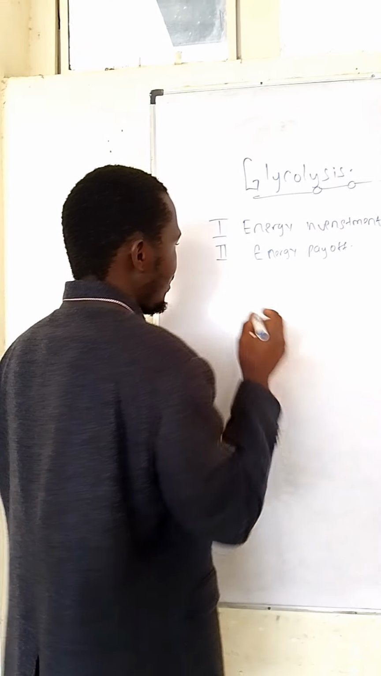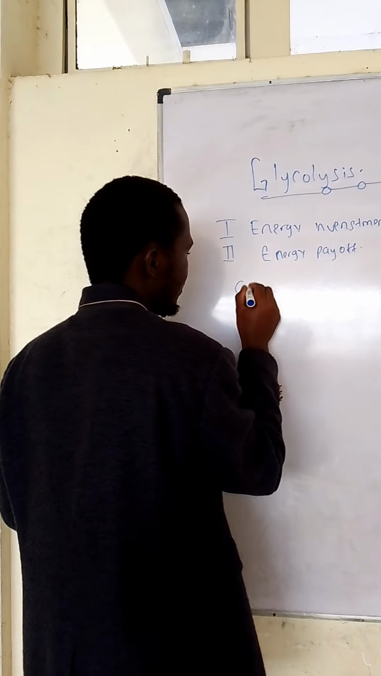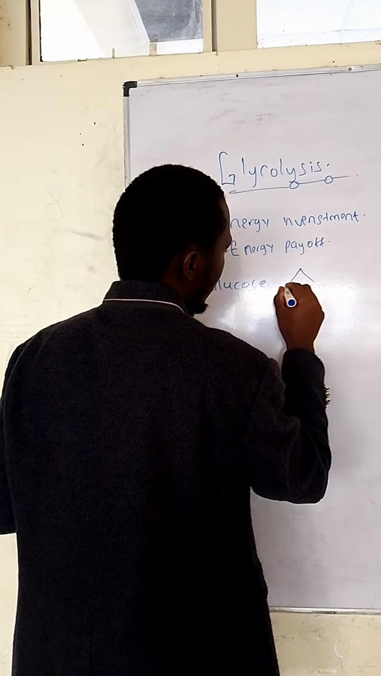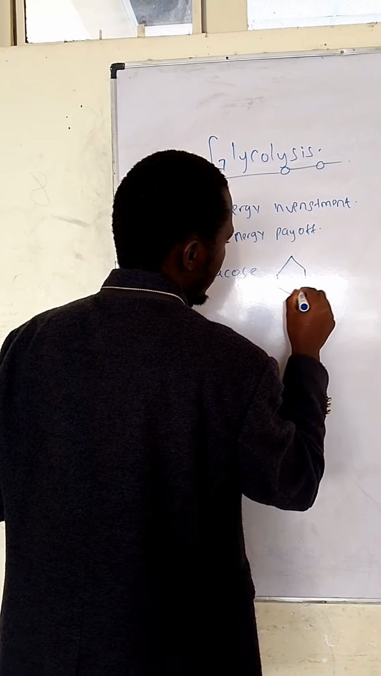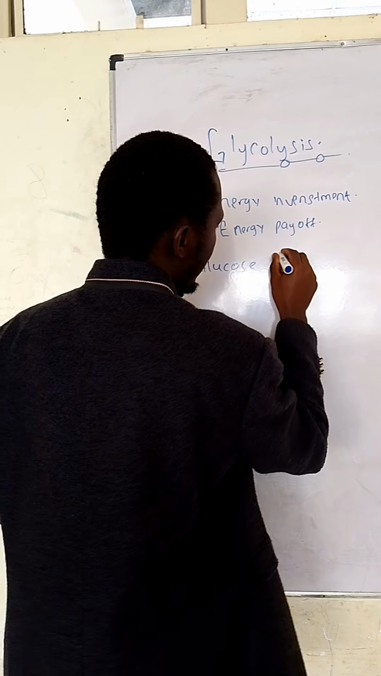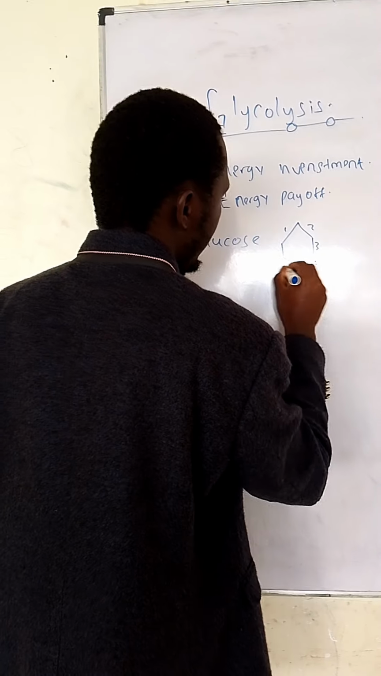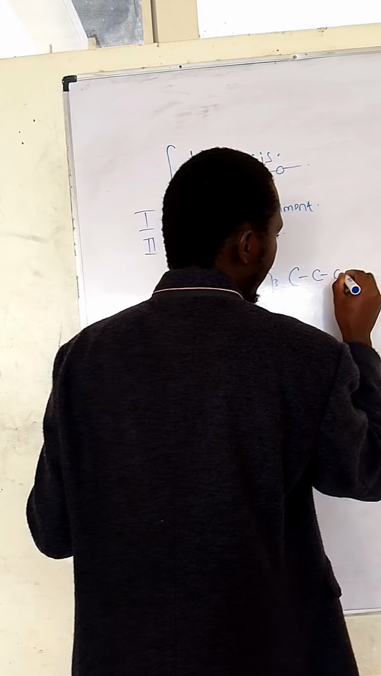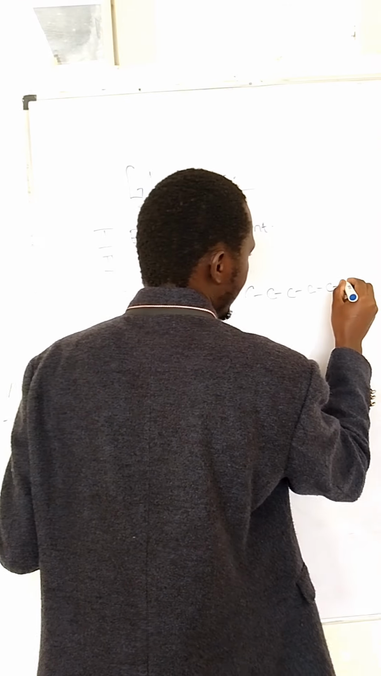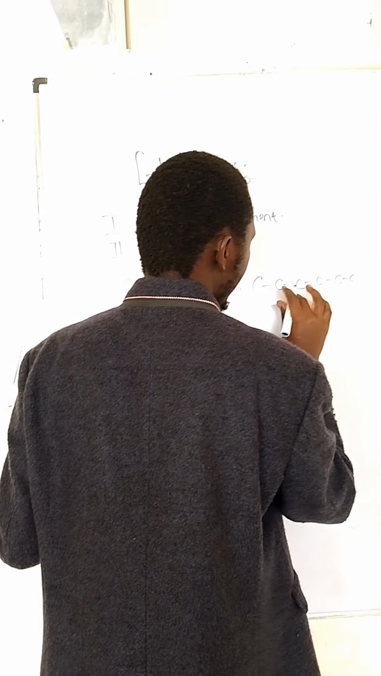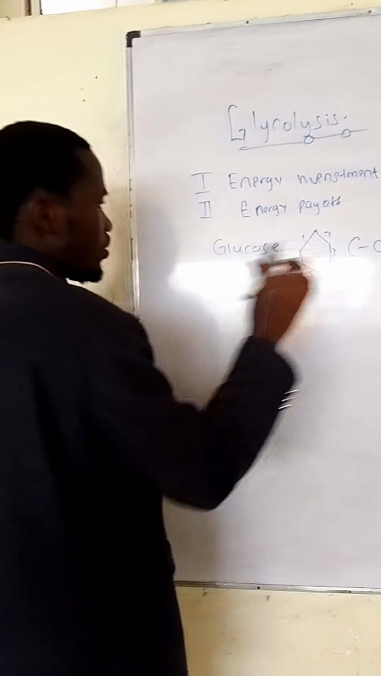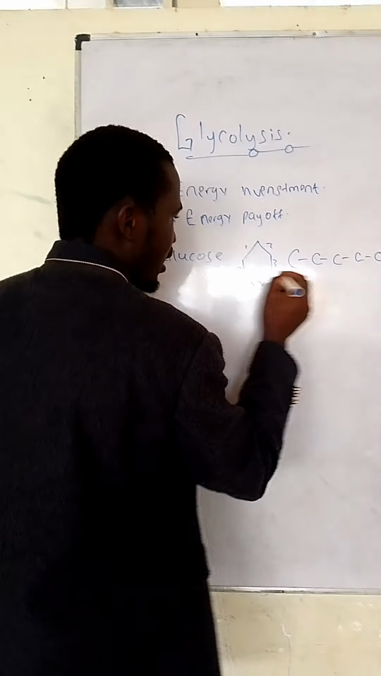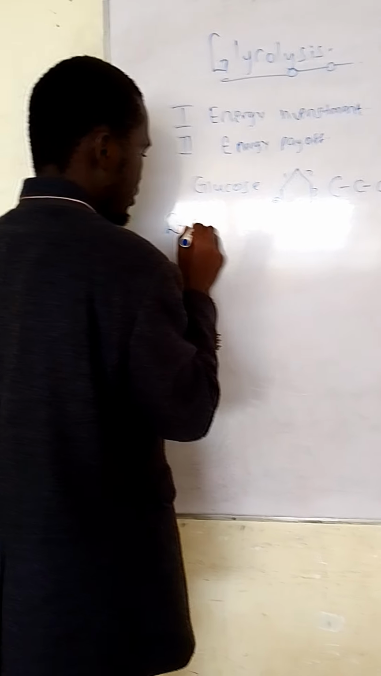So basically, glucose is a 6-carbon molecule. 1, 2, 3, 4, 5, 6. The 6-carbon molecule, and we are going to use 6 C's to represent the process. So we are going to use 6 C's to represent glucose.